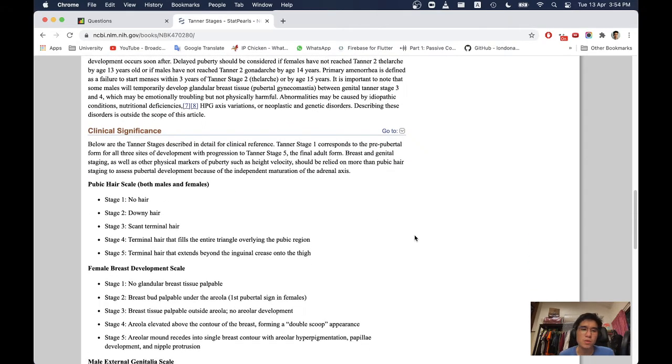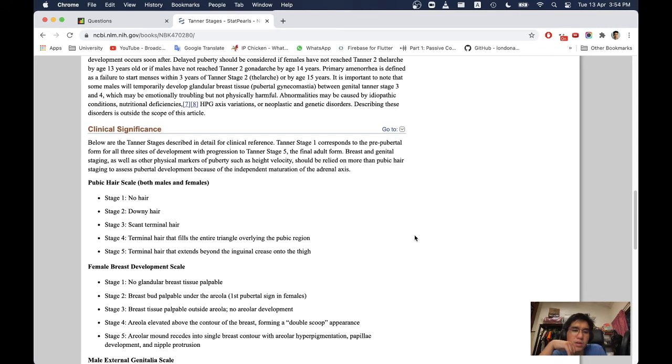Clinical significance. Below are the Tanner stages described in detail for clinical reference. Tanner stage 1 corresponds to prepubertal form for all 3 sites of development, with progression to Tanner stage 5, the final adult form. Breast and genital staging, as well as other physical markers of puberty such as height velocity, should be relied on more than pubic hair staging to assess pubertal development because of the independent maturation of the adrenal axis.